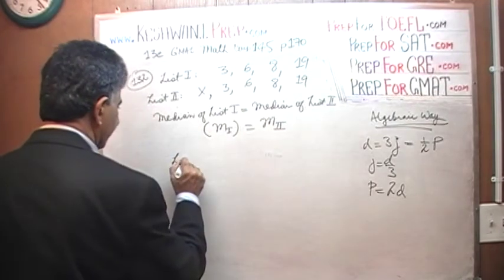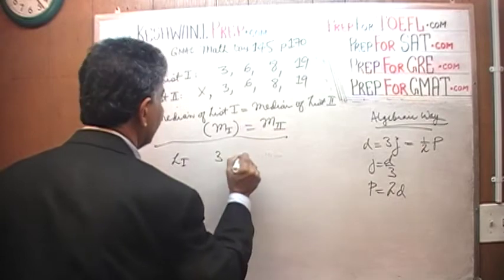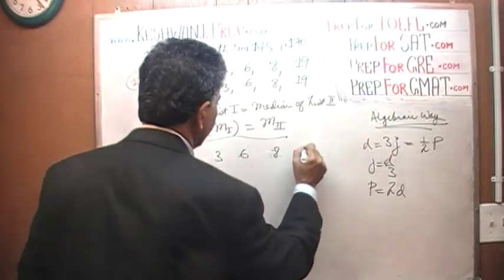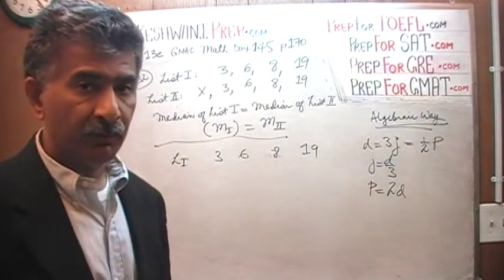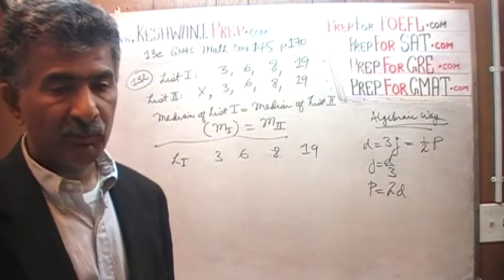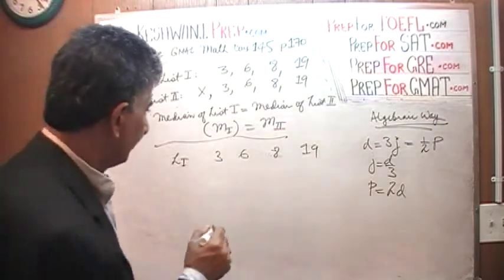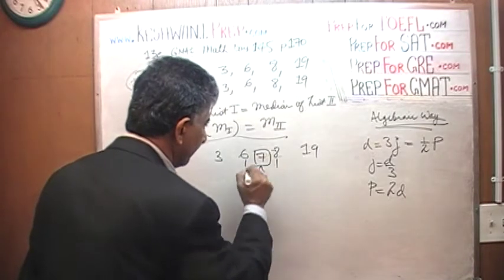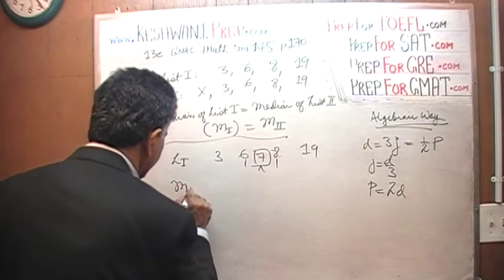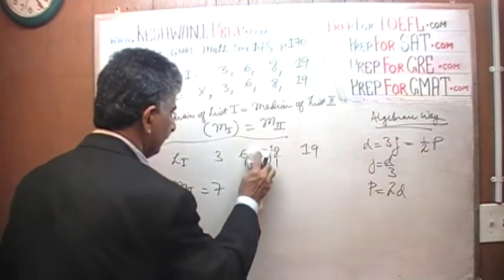List 1 here, let's call it L with subscript 1, is 3, 6, 8, and 19. Since it only has 4 entries, an even number of numbers, the median is not going to be the one number right in the middle. The median is going to be the average of the two numbers in the middle. The two numbers in the middle are 6 and 8. Their average is 7. So M subscript 1 is 7.